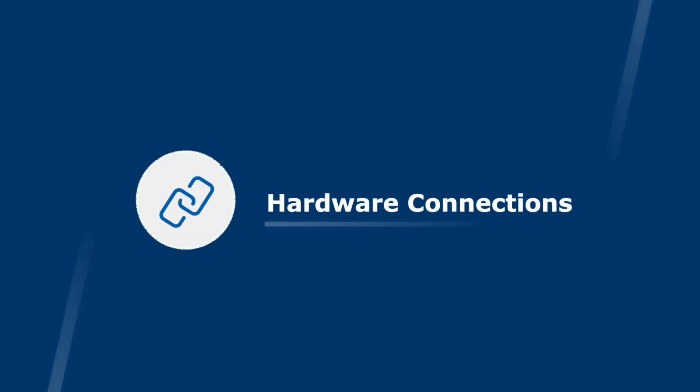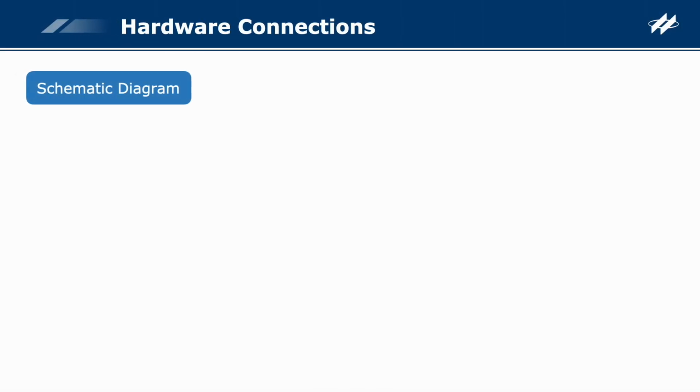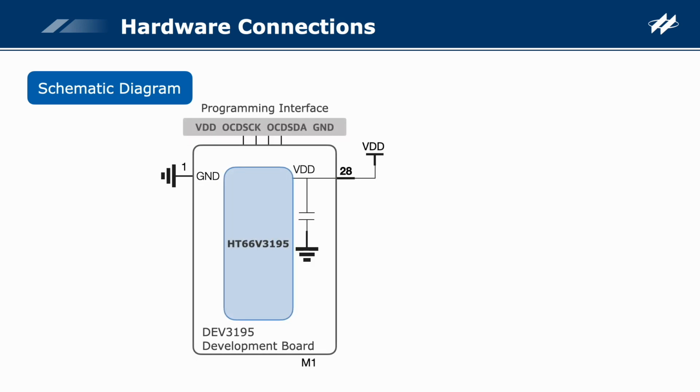Hardware connections. This section introduces the schematic diagram of the experiment. The DEV3195 board uses the HT66V3195 as its main control MCU. There is a bypass capacitor between the power and ground on the board, which is used to stabilize the power supply and filter out AC noise.